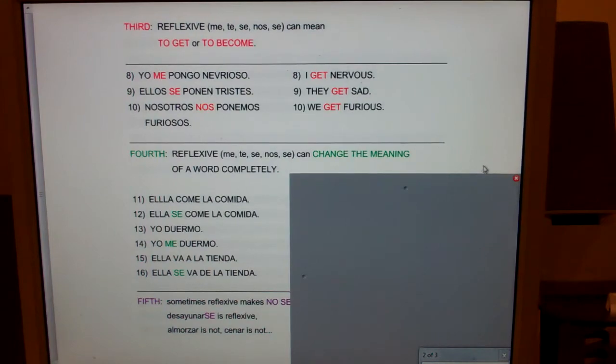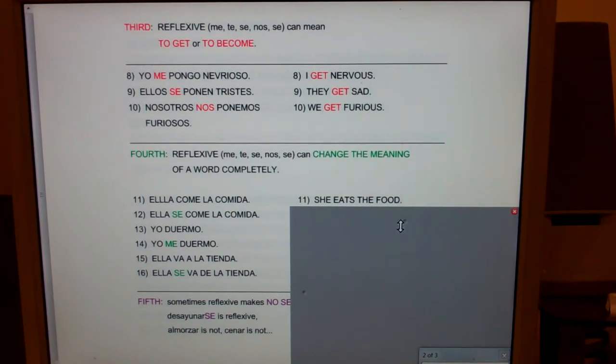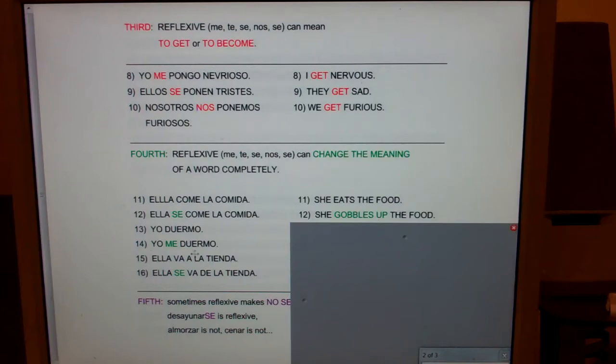Now, 4th, those little reflexive words, me, te, se, nos, se, can also change the meaning of a word completely. So, a word like comer can mean one thing when it's not reflexive, means to eat. But if you add the se, it means to gobble it up. Let me give you a few examples. Number 11, ella come la comida. She eats the food. Then I'm going to add the reflexive pronoun se. Ella se come la comida. She gobbles up the food. It doesn't mean she eats herself, which would be weird. It doesn't mean she eats herself the food. By making it reflexive, it changes the meaning into she gobbles up the food.